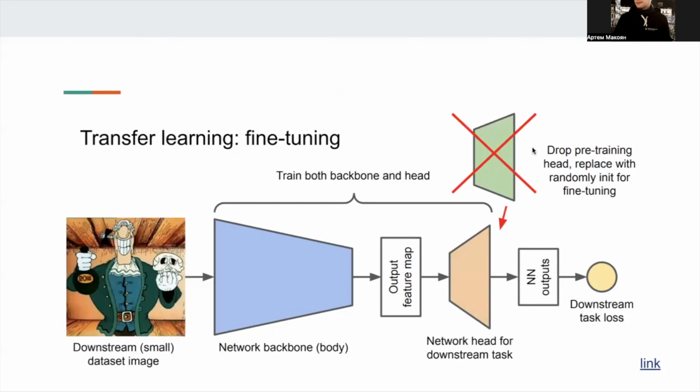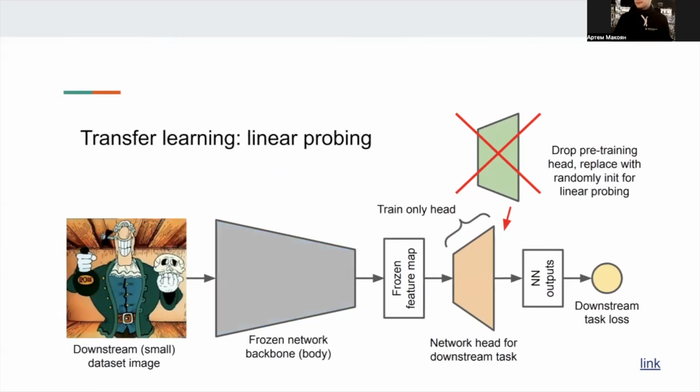Then goes fine-tuning. During fine-tuning, we take the model from pre-training, drop the pre-training head, and use another head for our downstream task. Downstream task is like classification of cat or dog. We use the same network initialized with the same weights, and then we train the whole network on our downstream task using the downstream task loss. Now linear probing. What is the difference? The idea is the same. We drop the network head and use another, but now we freeze the backbone weights. So during linear probing, we don't change the weights of the backbone. Our feature map is frozen. At the end, our backbone will give the same encodings for each image as after the pre-training phase.